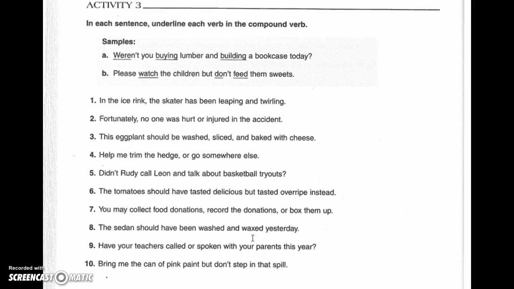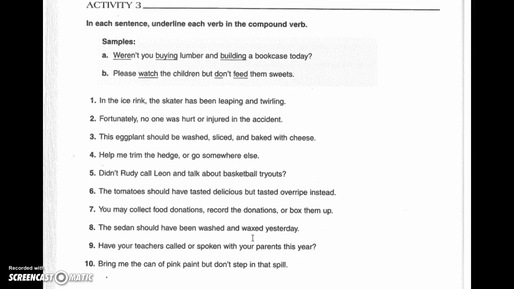Okay, activity 3, you're going to be doing 10 of these. Now, in this example here, you're going to see that they're trying to mix you up. They're asking you to underline each verb in the compound verb. They're all mixed up. The examples, letter A says, weren't you buying lumber and building a bookcase? Well, this is a question, and they need you to do many things. First of all, separate the contraction, so it would be you were not, or were not you buying lumber. Remember that the word not is not a verb, it's an adverb, so it's never part of your predicate. So be very careful, they're trying to mix you up.